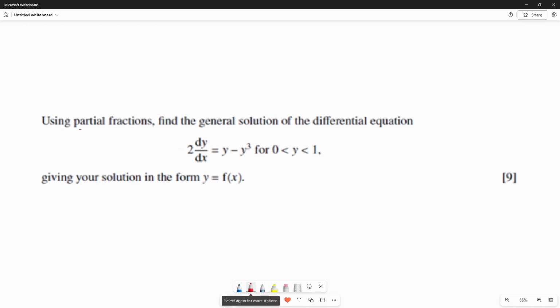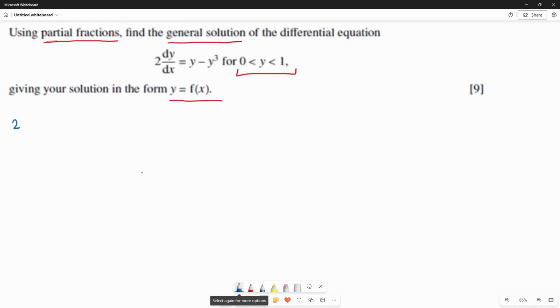This question is telling us to use partial fractions to find the general solution to the differential equation 2 dy over dx equals y minus y cubed for this interval, and it's telling us to give our solution in the form y equals f of x. So the first thing I'm going to do is rewrite the differential equation just below it over here.